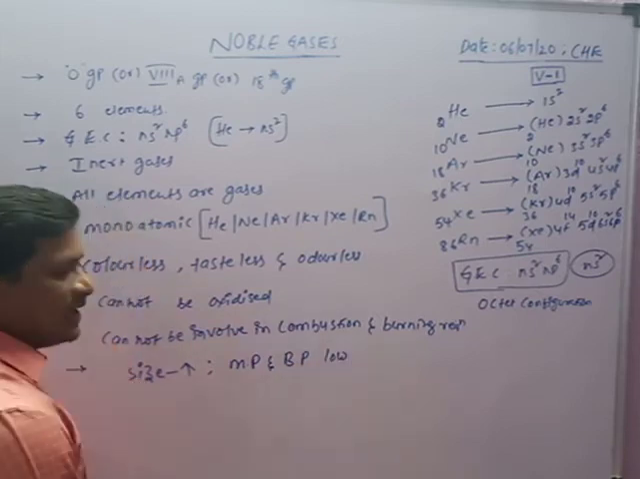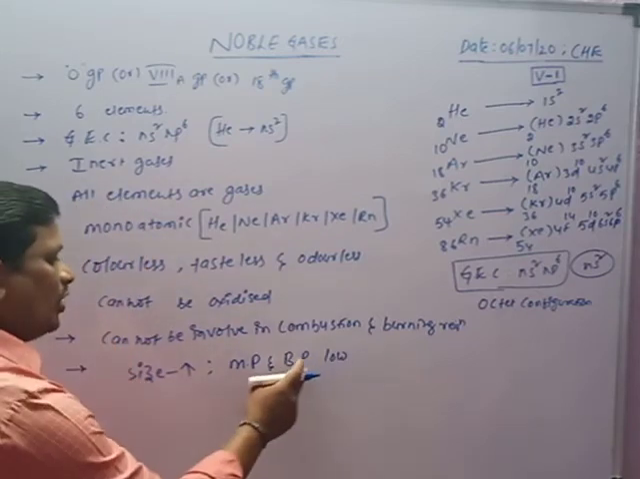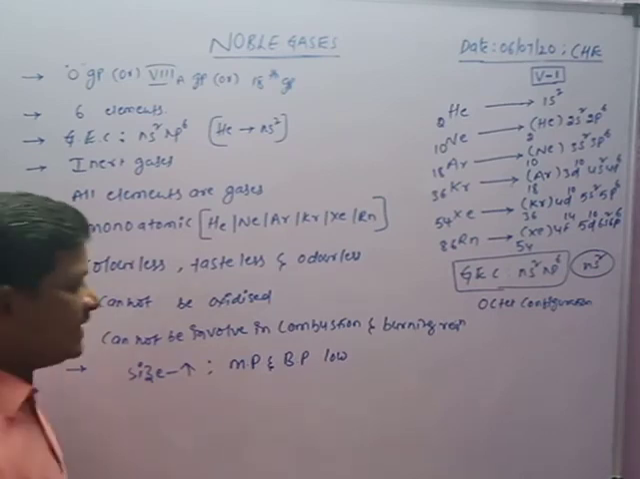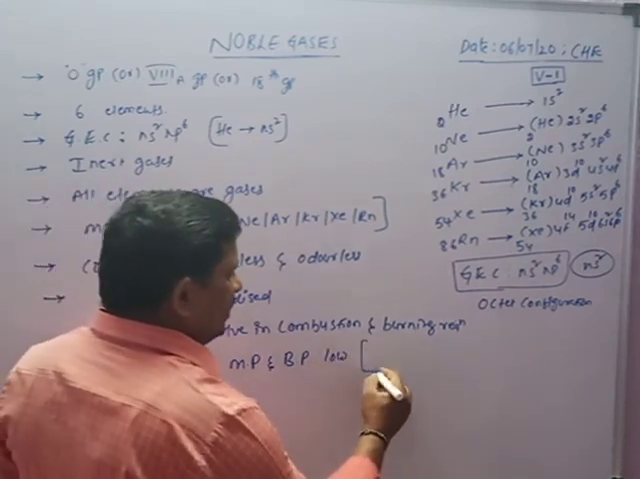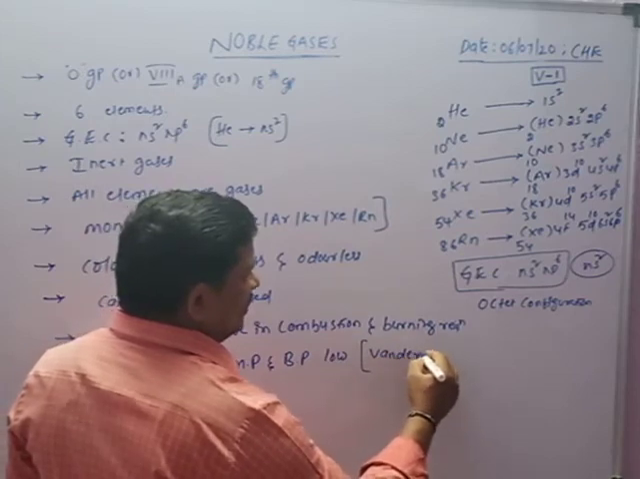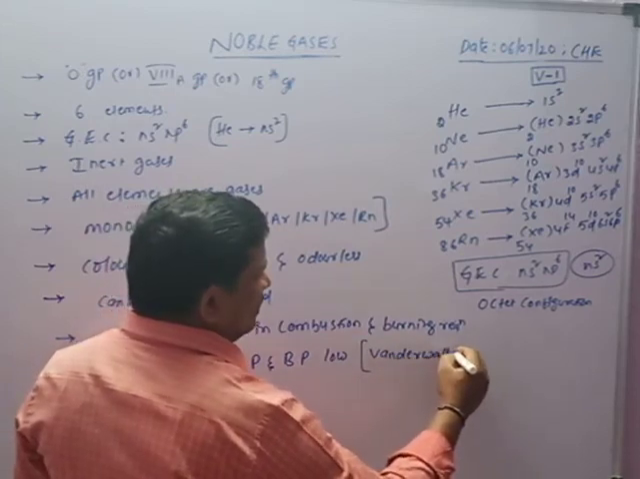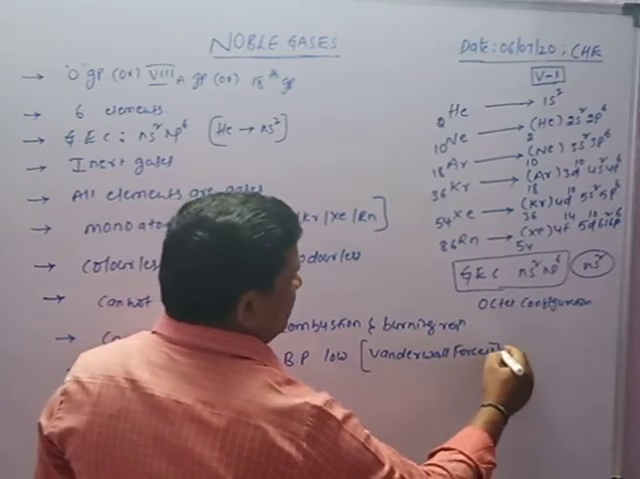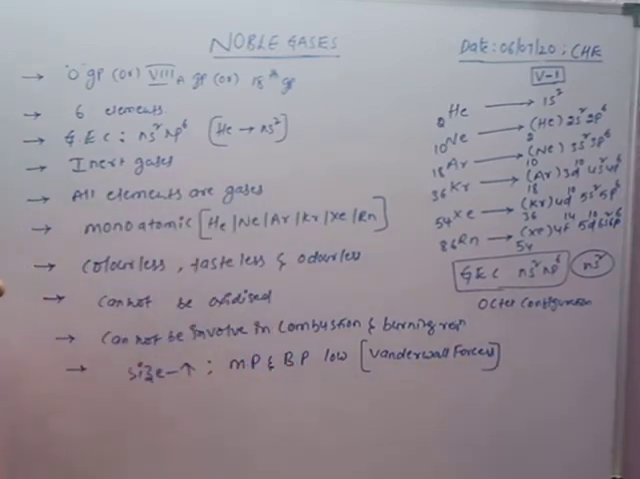So noble gases have low boiling points and melting points because of large size and weak van der Waals forces. Weak van der Waals forces are present, so low melting and boiling points are present.